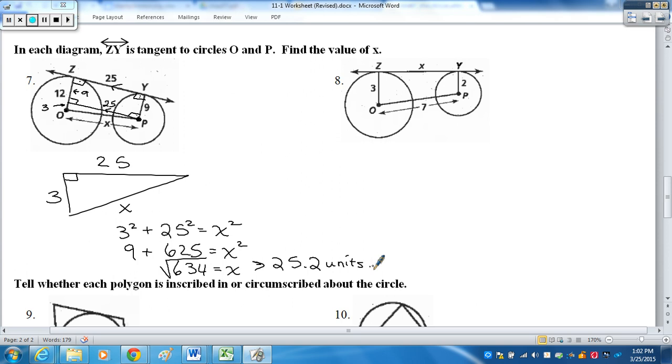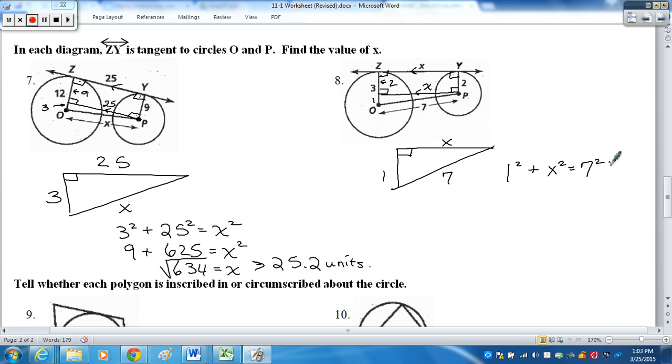All right, hopefully you paused your computer and were able to take a moment and do that. For number 8, I'm going to do exactly what I did for number 7, drawing in my line parallel to the other one. This creates a rectangle in which if this length is 2, then this length is also 2, and this length will be 1, and this length will be x. So if we have that right triangle there, 1, x, and 7, we can solve for x. So 1 squared plus x squared equals 7 squared.